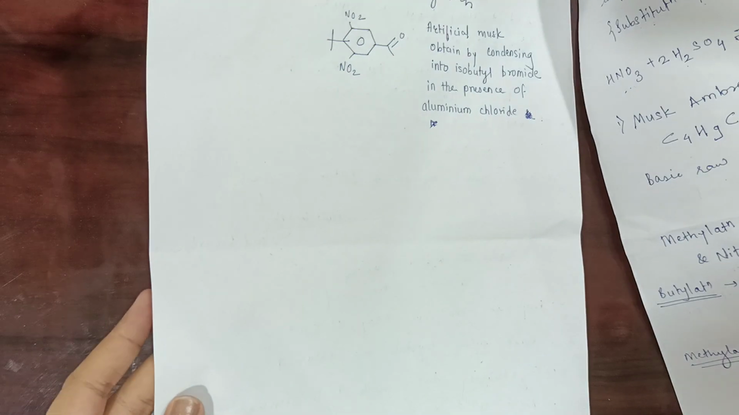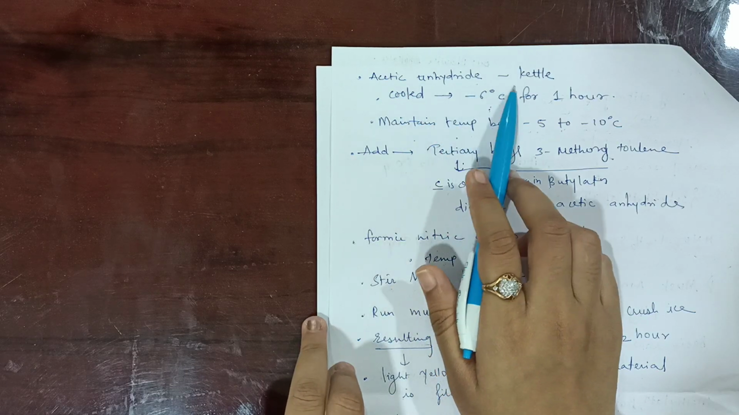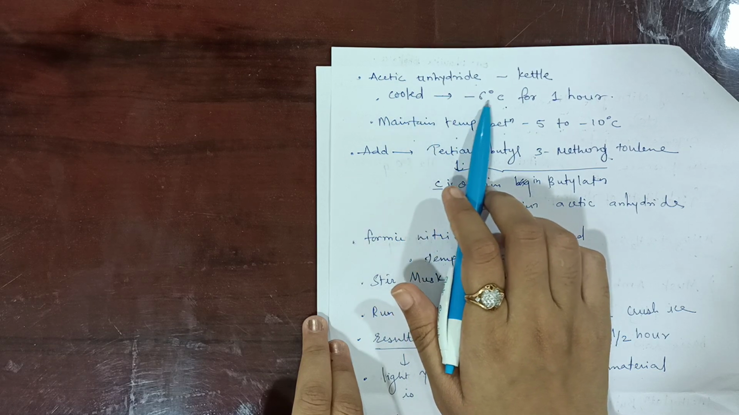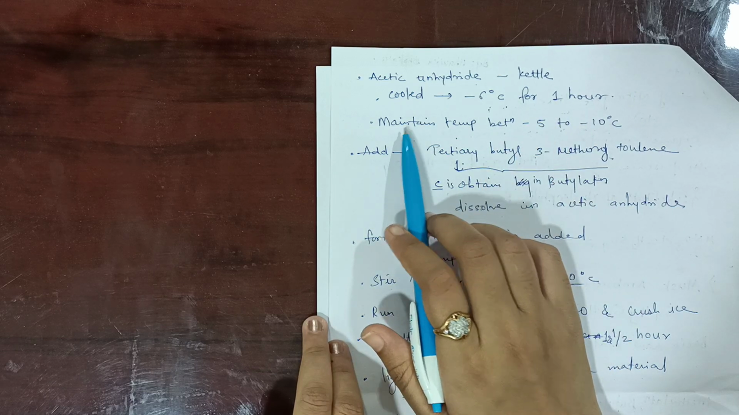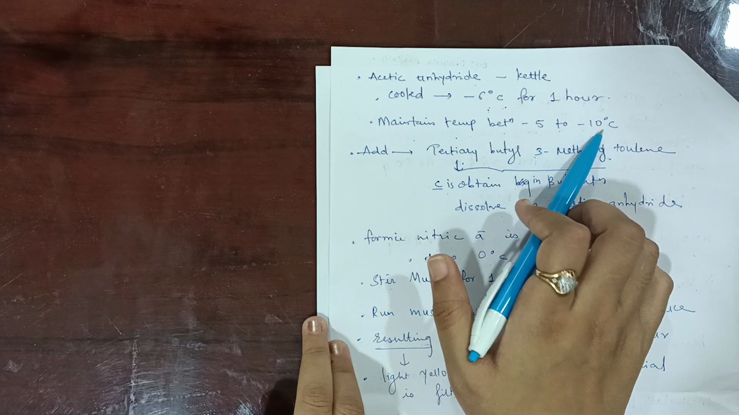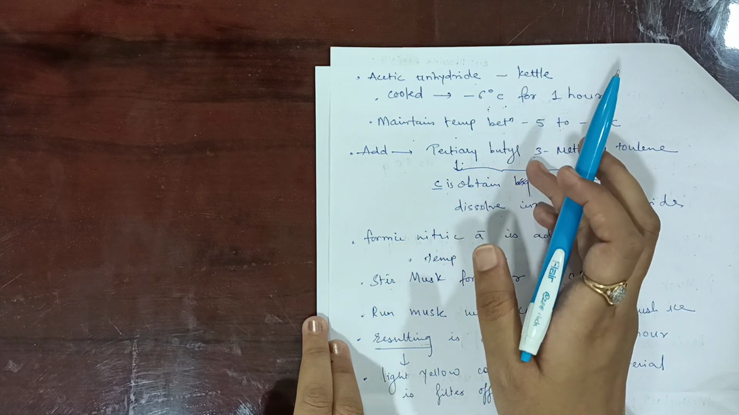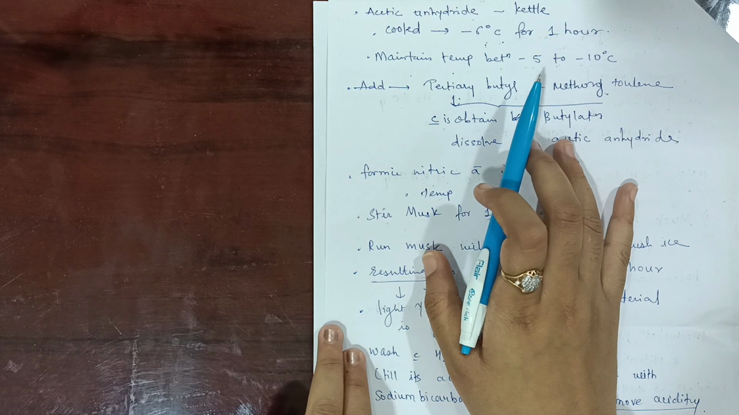Then we will see what is the process for musk ambrate. Here acetic anhydride is taken in the nitrating kettle. Temperature is maintained, cooled at -6 degrees Celsius for the time limit of 1 hour. After that you have to maintain the temperature between -5 to -10 degrees Celsius. Maintaining the temperature while doing the synthesis of these organic compounds for obtaining the odorous material is essential. That's why we will observe the temperature properly.